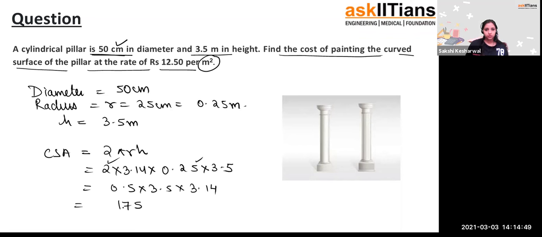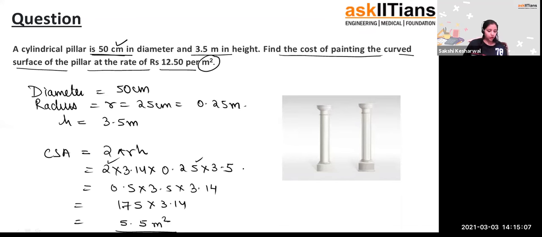So this is 1.75 into 3.14. Now you just do the multiplication and get the answer, and I have the answer with me. So the answer is about 5.5, right? This is the curved surface area in meter square, right?